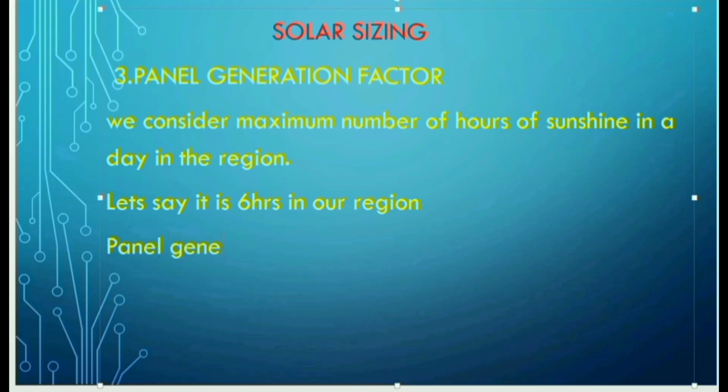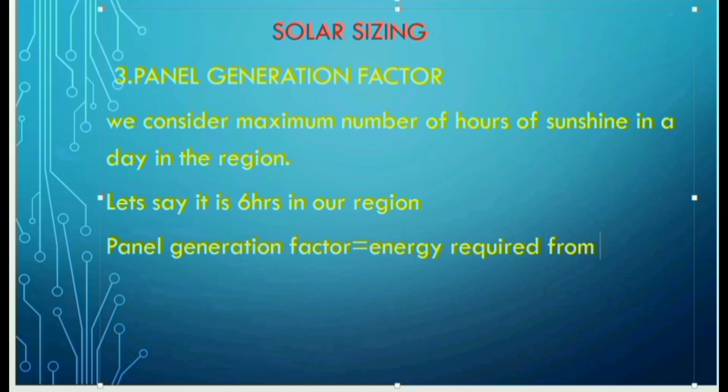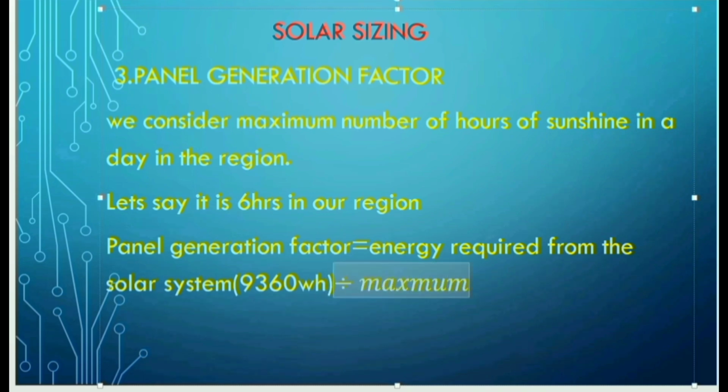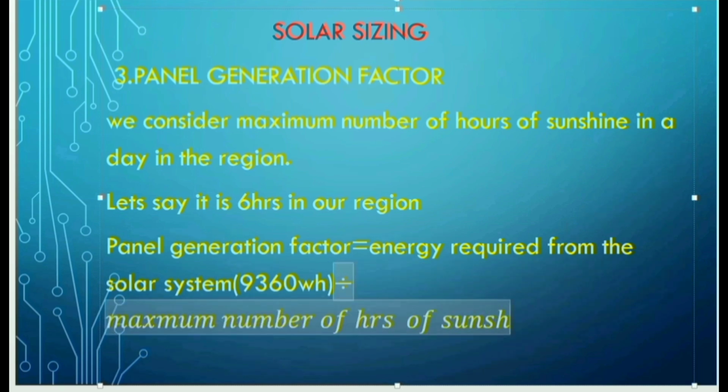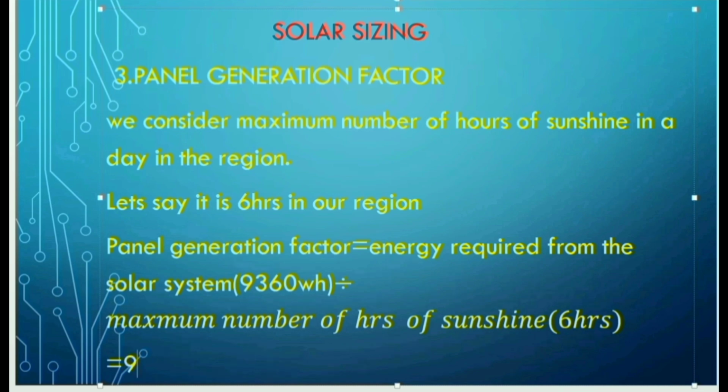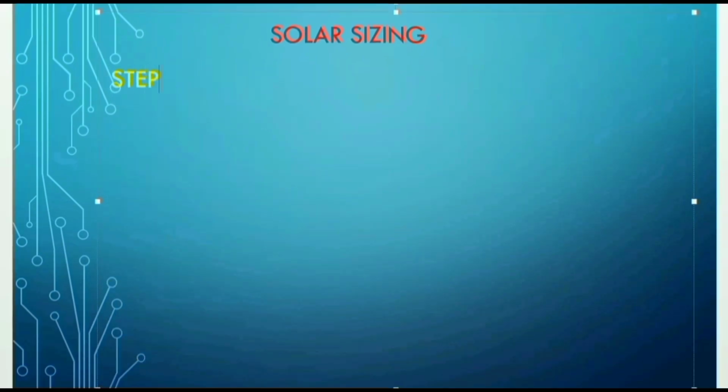So our panel generation factor will be given by the energy required from the solar system, which is 9360 watt hours, divided by the maximum number of hours of sunshine in a day in our region, that is 6 hours. Which will be 9360 watt hours divided by 6 hours. Hour and hour cancels, so we remain with 1560 watts.